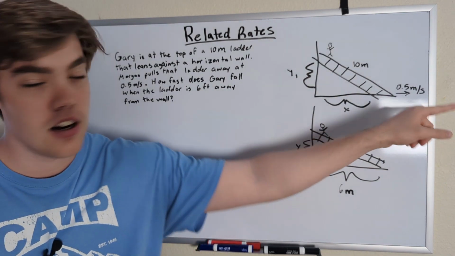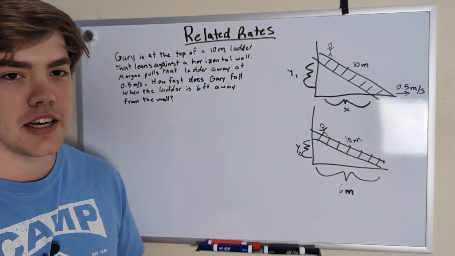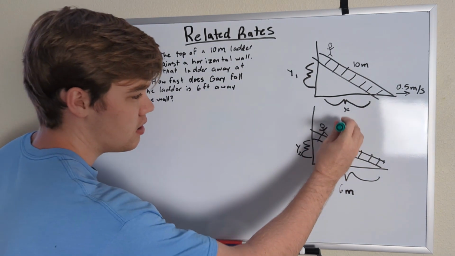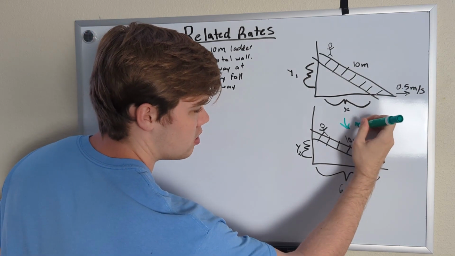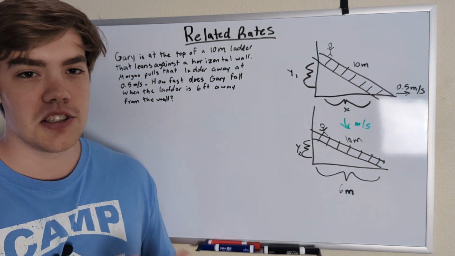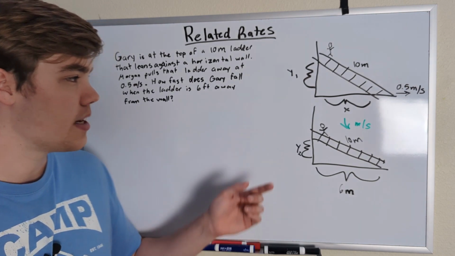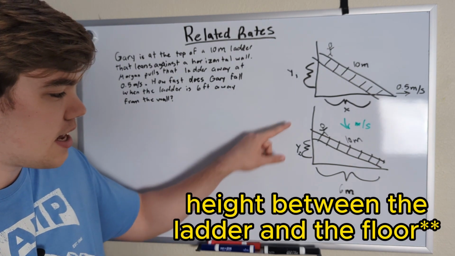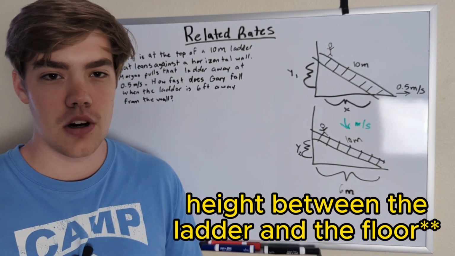Morgan is pulling the ladder away from the wall at 0.5 meters per second. And what we want to find out is how fast is Gary falling in meters per second when the ladder is now 6 meters away from the wall. There's a couple things we're going to need to find out first before we dive into this problem. First of all, we need to find out this length, aka the height of the ladder when the ladder is 6 meters away from the wall.